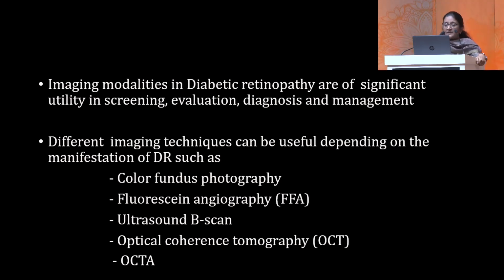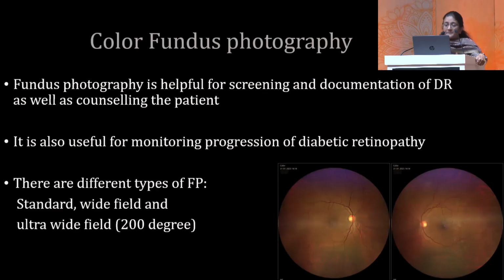So, imaging modalities in DR are of significant utility, not only in the management, but also in the screening, evaluation, and diagnosing diabetic retinopathy. There are various imaging techniques that can be useful depending upon the manifestation of DR that you are dealing with. It could be right from a simple color fundus photograph to more complicated investigations like fundus fluorescein angiography, OCT, and OCTA.